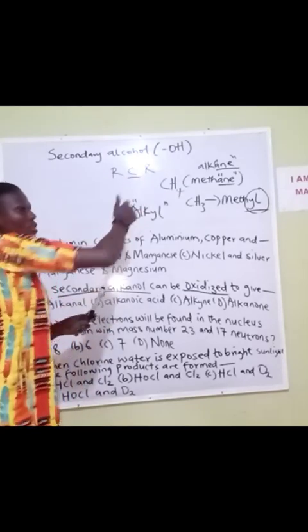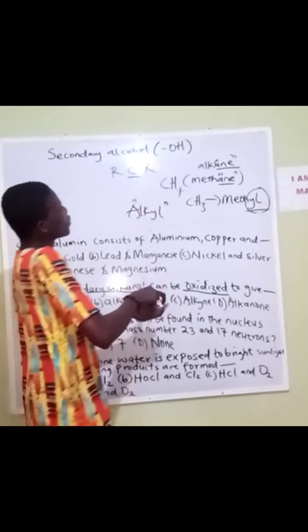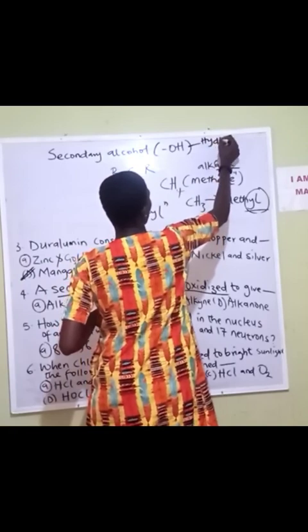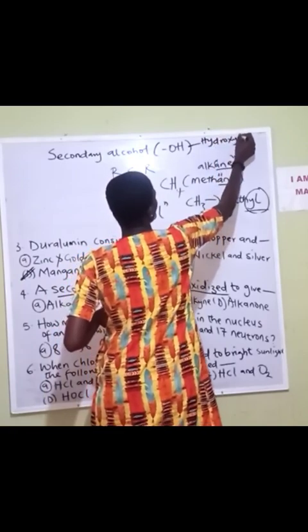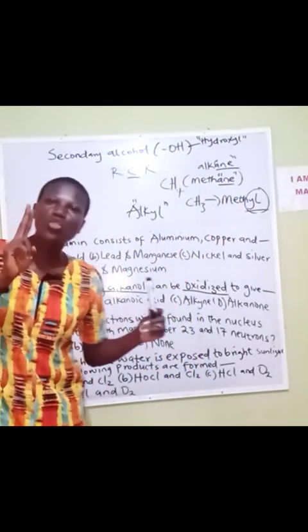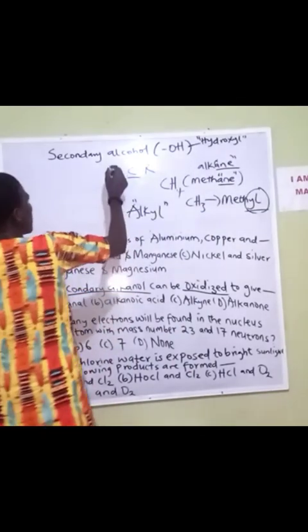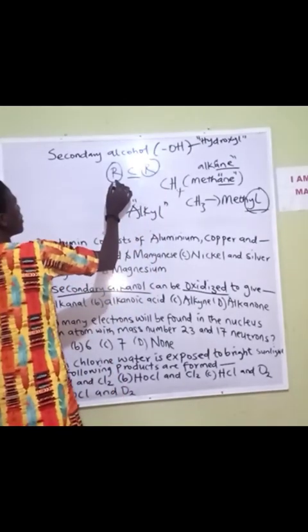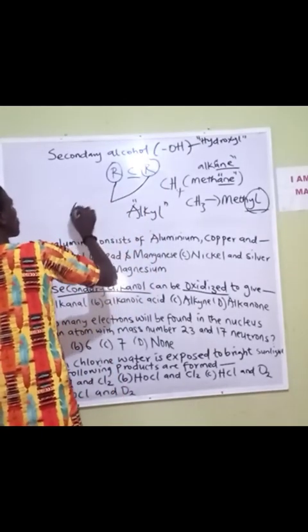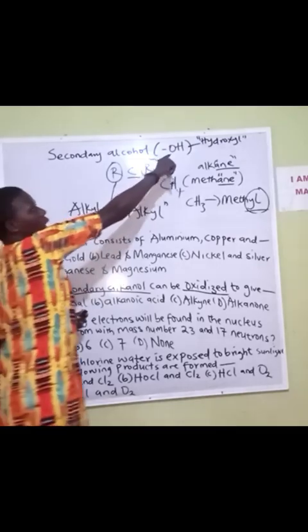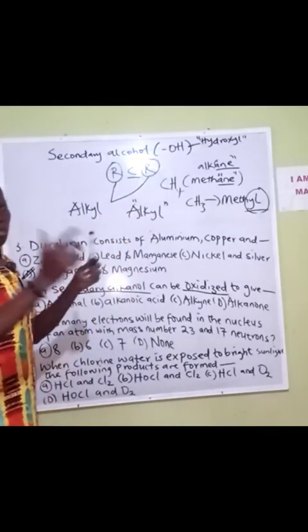If this, it means the carbon in which this hydroxy group is attached, OH is hydroxy, between two alkyl groups. So this R here refers to the alkyl group. Do you understand? Now this is a carbon having the hydroxy group.